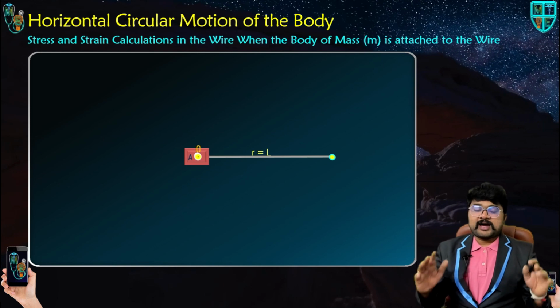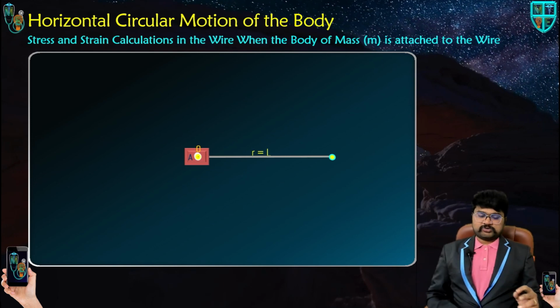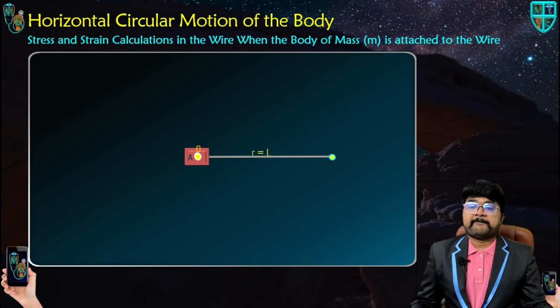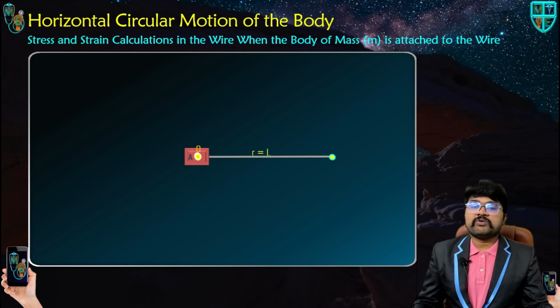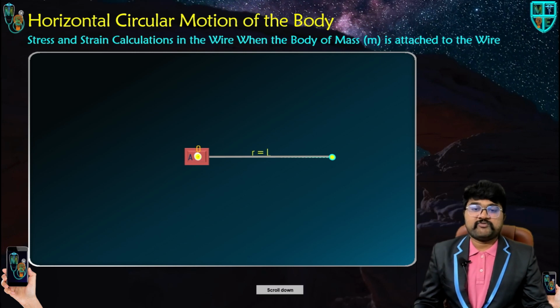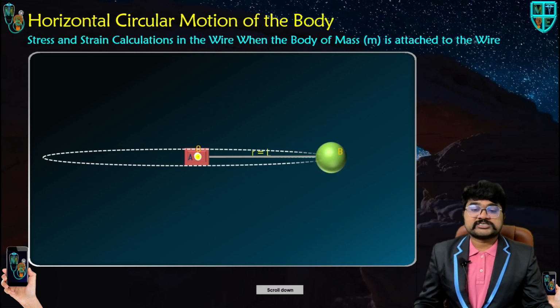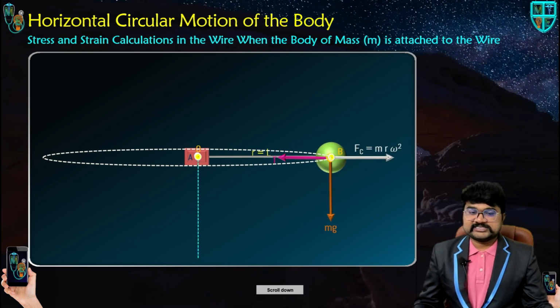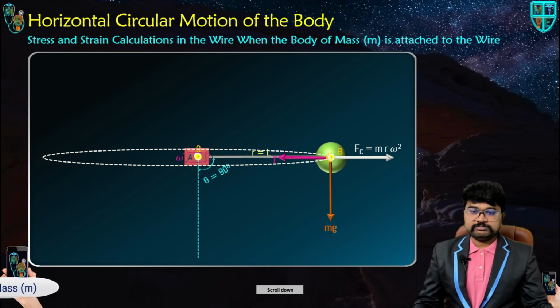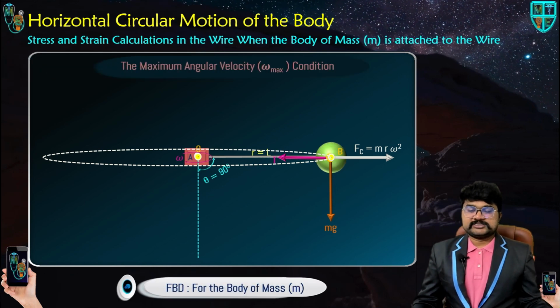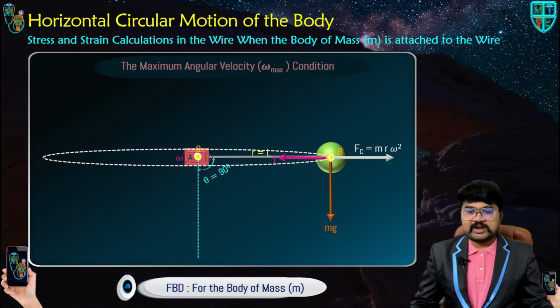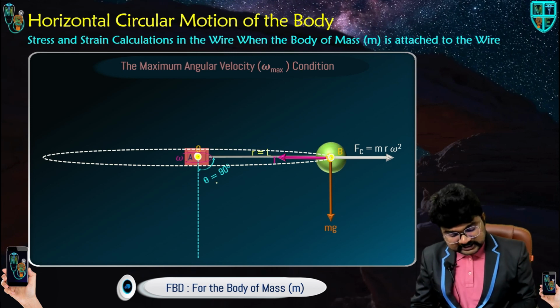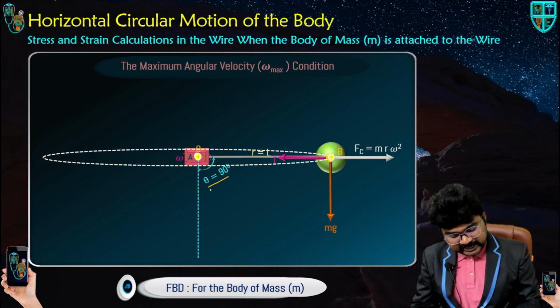Now, I want to discuss one good question. What is the maximum angular velocity condition? When will the angular velocity of the body be maximum in this particular case? Just observe. This is the maximum angular velocity condition. Here theta becomes equal to 90.